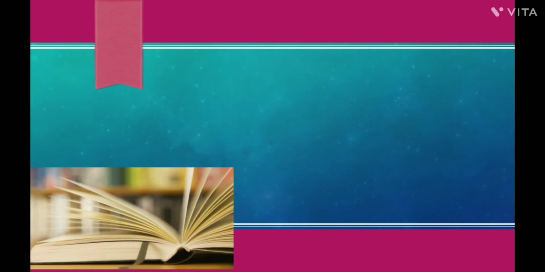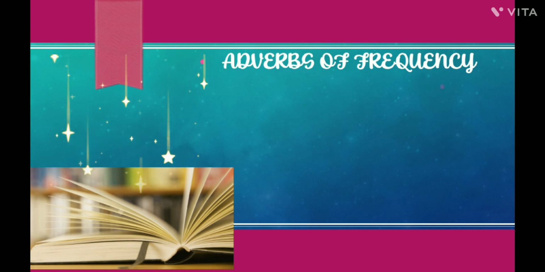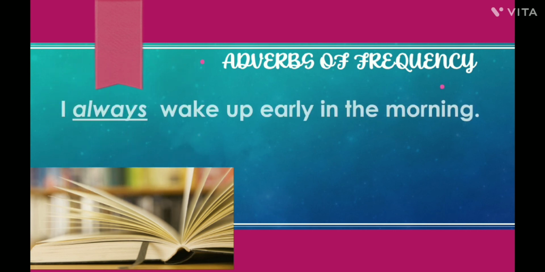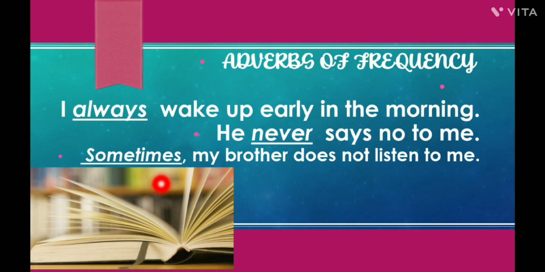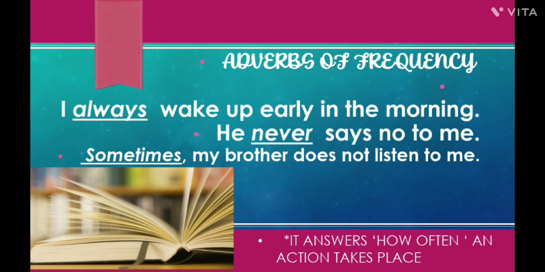Next kind is adverbs of frequency. Examples. I always wake up early in the morning. How often do I wake up early in the morning? Always. He never says no to me. How often does he say no to me? Never. Next example. Sometimes my brother does not listen to me. How often does my brother not listen to me? Sometimes. It answers how often an action takes place.